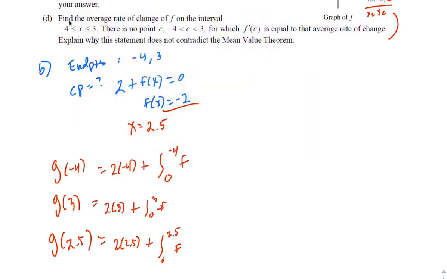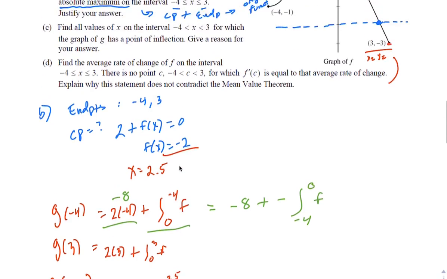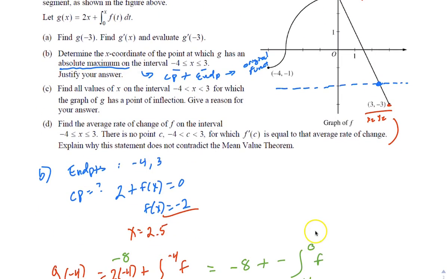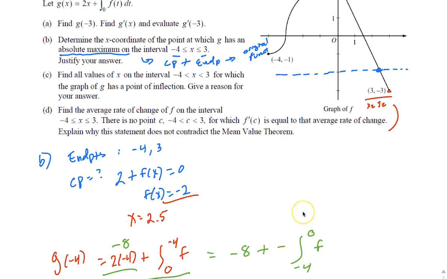So let's do this one first. So that part's easy. It's negative 8. Now this one, I gotta find the integral from 0 to negative 4. So already you should notice our limits are the wrong way. So I gotta fix this. So this will be negative 8 plus the integral from negative 4 to 0 of f. So now I gotta find the area, because remember, integration is just area. So I gotta find the area from negative 4 to 0.